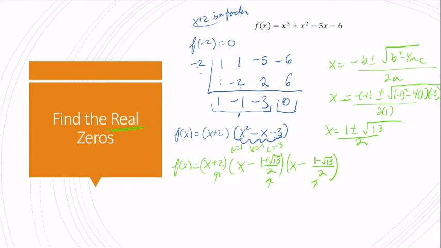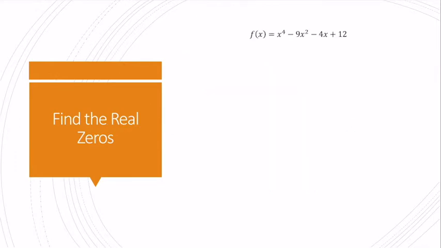Let's take a look at another example. If I have x to the fourth minus 9x squared minus 4x plus 12, the first thing I want to do is find all possible rational zeros. That's always going to be our first step.